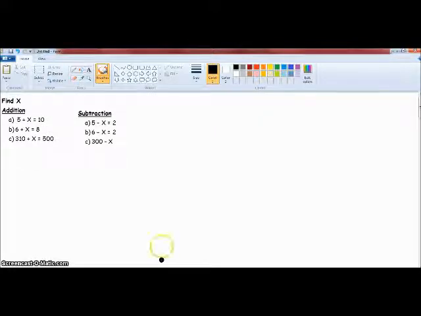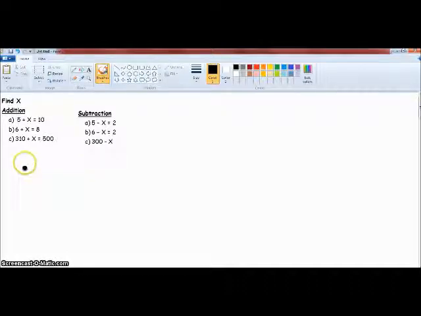This lesson is dedicated to finding questions which require you to find the value of x in a given mathematical expression like the ones you are seeing on the screen. And this is how we shall progress. We shall first start with addition problems, then we'll move on to subtraction problems. Then in the second part of this presentation, we shall look at word problems, those which involve sentences.